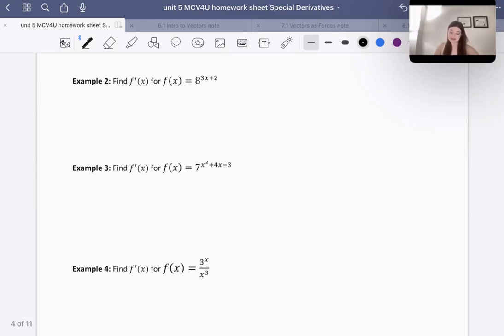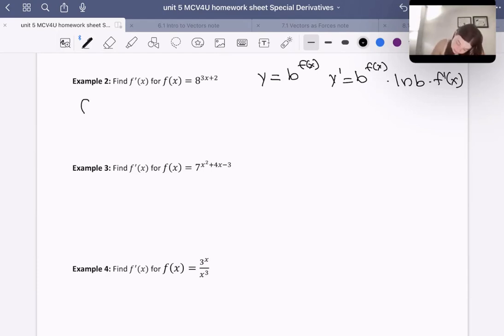All right, how about the second example? It says find the derivative of 8 to the power of 3x plus 2. For this one, we're going to need to use the chain rule. The chain rule states that if y is equal to b to the f of x, then y prime is b to the f of x times ln b times f prime of x. So let's do that.